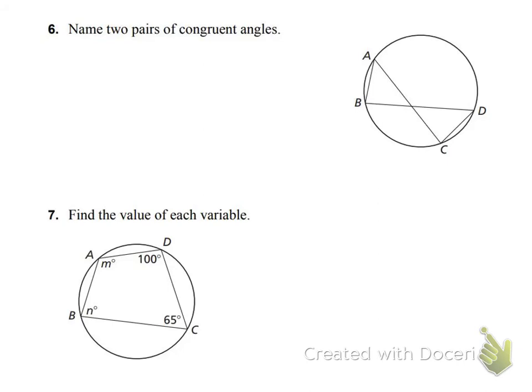So pause. Let's look at angle A. What is the intercepted arc for angle A? BC. So the other angle would have the same intercepted arc. So angle A would be congruent to... What other angle has an intercepted arc of BC? Angle D. They both start and stop at BC. So angle A and angle D was the first one.